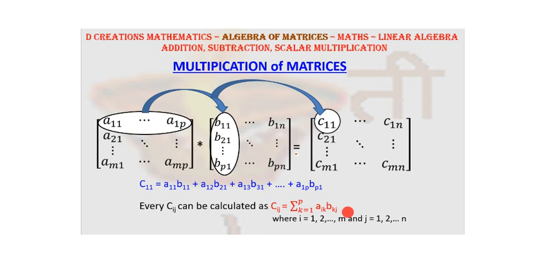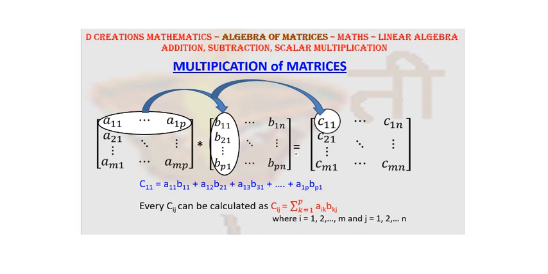A1P into BP1. So, many a times in different books, they simply give this summation notation and then students get confused. So, here we have tried to understand what this notation exactly means. So, this gives you one entry. Similarly, you go on calculating all the entries and get the final product matrix.